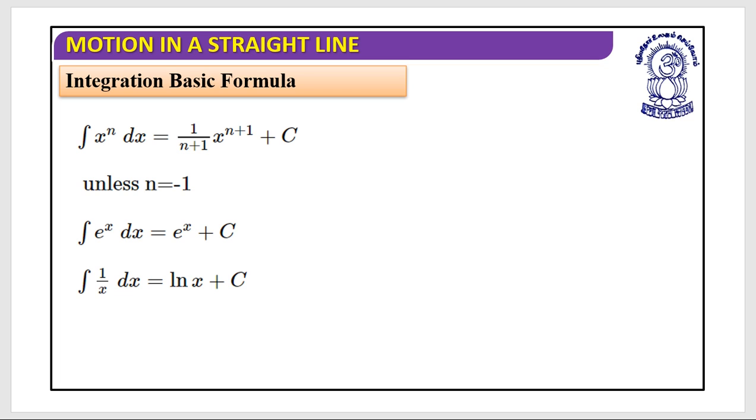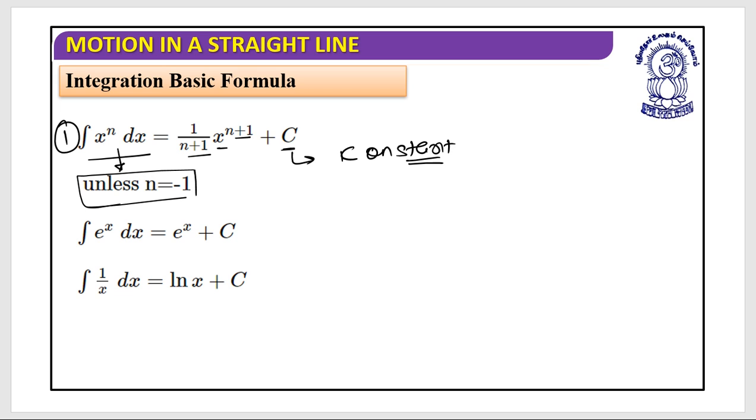Look at this. First formula, the integration of x to the power n dx is x to the power n plus 1 divided by n plus 1, plus c. This c is a constant number. And I can use this unless n is equal to minus 1. Second function, the integration of e to the power x dx is e to the power x plus c. Third function, the integration of 1 by x dx is ln x plus c.